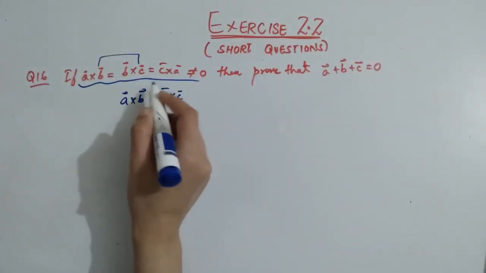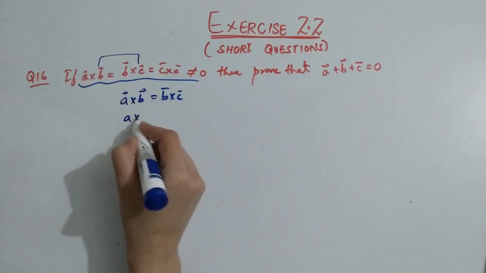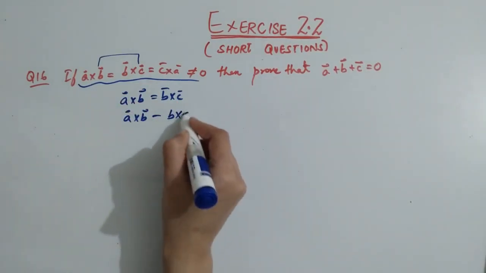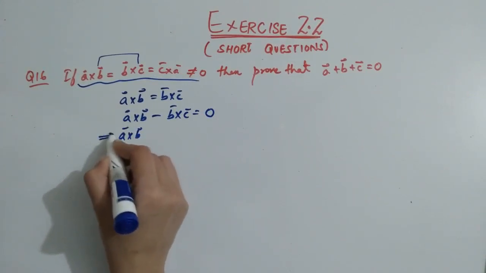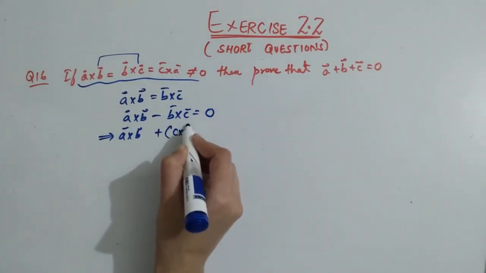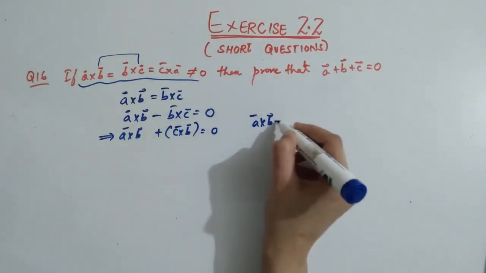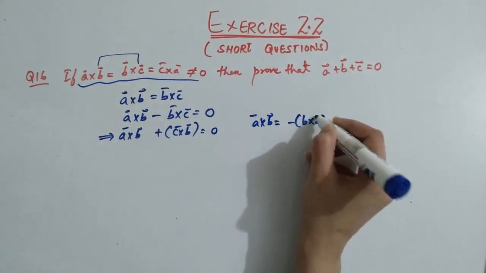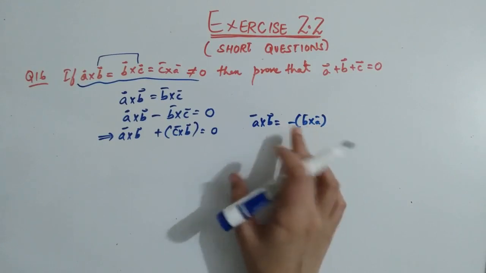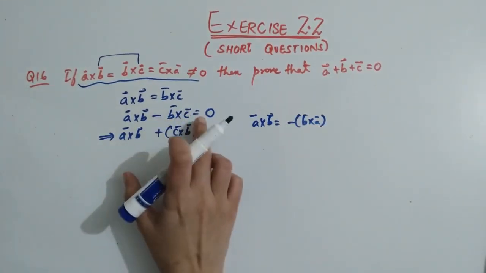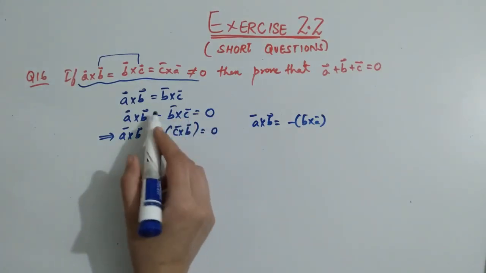You can take the first part of this given equation, or you can also write it as a cross b minus b cross c equals 0, or also a cross b plus c cross b. As you know that the cross product a cross b equals minus b cross a, which means if you change the place of these two vectors, there will be a minus sign before that. So minus b cross c, when you change the places of b and c, there will be a minus sign, so minus minus will be plus.